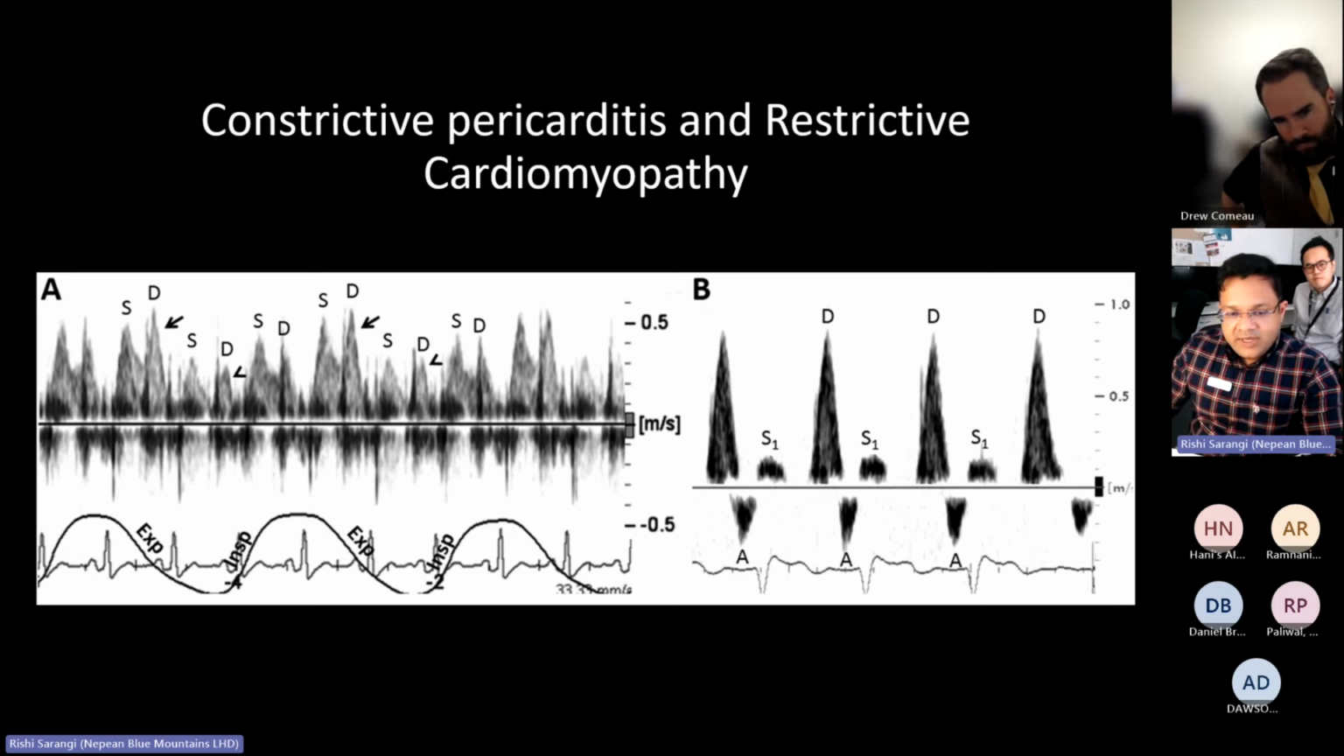On the right, this is the restrictive pattern, where you get a pattern of diastolic dysfunction and a complete suppression of the S wave, so you can see there's a big SD reversal. S and D are still suppressed in cases with tamponade or constrictive pericarditis, but the predominant pattern is the phasic variation during respiration, because the preload is very much dependent on your phasic respiratory variations.